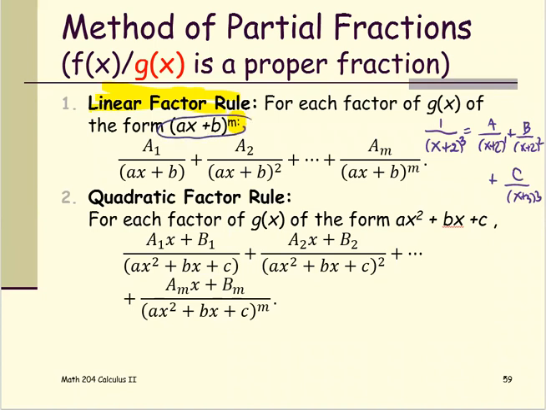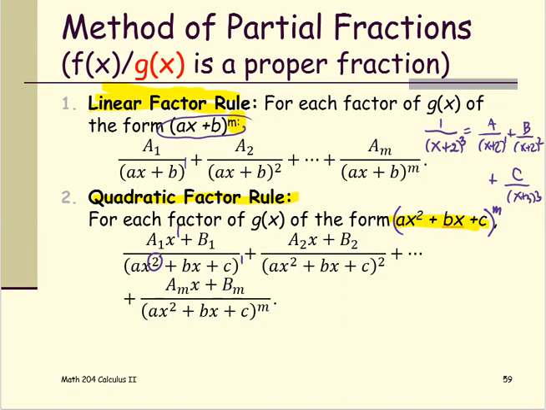When the denominator is a linear factor raised to the power m, you're going to have m partial fractions, starting from power 1, power 2, up until power m. And similarly for the quadratic factor rule, for the denominator in the form of ax squared plus bx plus c up to the power m. You start with the first fraction, denominator power 1, denominator power 2, up until power m. The numerator is going to be a little bit more complicated than the linear factor case, because we need each one in proper fraction form. That means if the bottom is a quadratic factor, so the power of the bottom is 2, the top, the numerator, has to have power up to 1.